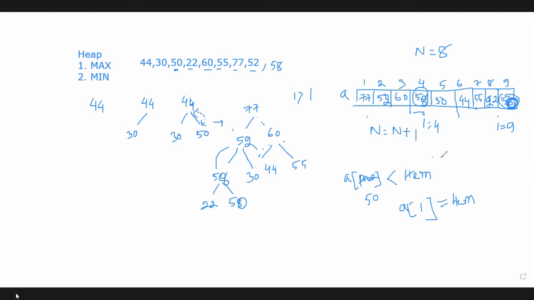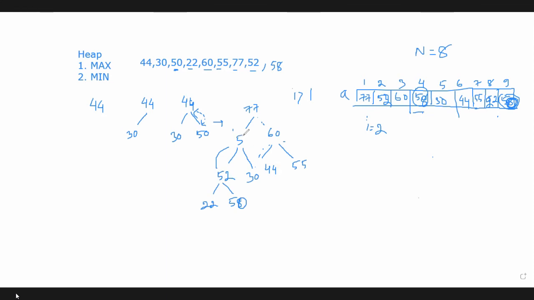Which one is the parent node of 58? i equals 4, so 4 divided by 2 equals 2. That means 52 is the parent node of 58. Now compare again these two nodes. Now the new value of i is 2. The parent node is smaller than the child node. Again swapping, change these two nodes. Now 52 is the left child of 58.